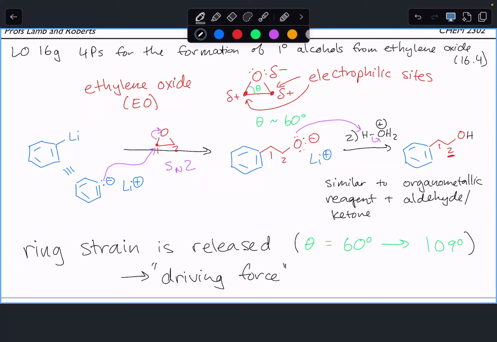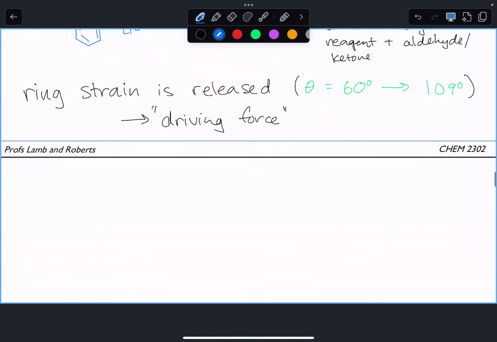Other questions on that? Okay, let's look at an example. So this time we'll use a magnesium chloride reagent. So I will take some sort of alkyl magnesium chloride. It doesn't matter, any organometallic. And then we mix it in with our ethylene oxide.